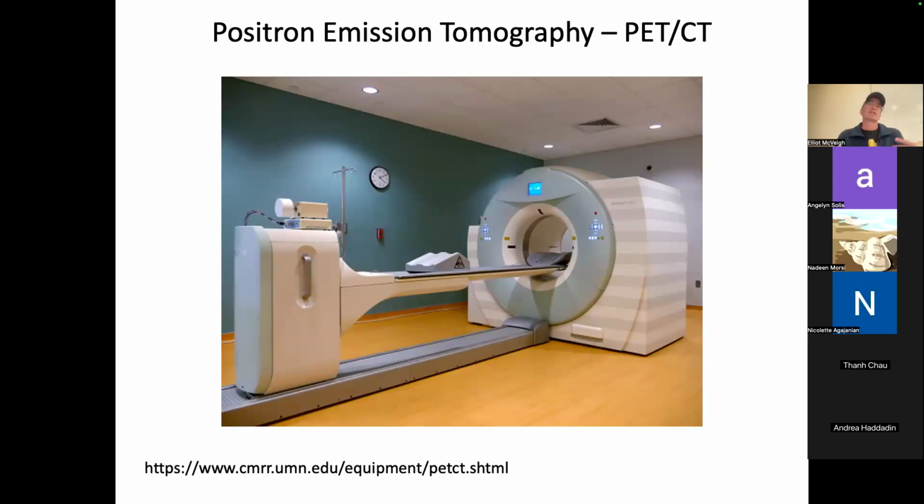You can use it to actually do some fundamental biochemical measurements or biochemistry of the cells that you're imaging, as opposed to just looking at blood flow and things like that.